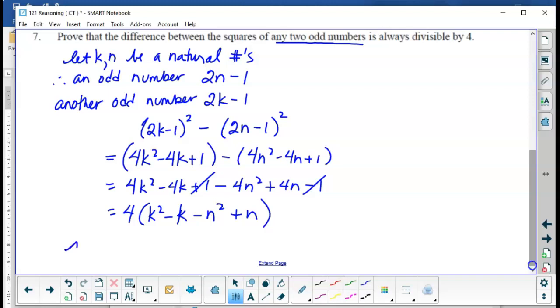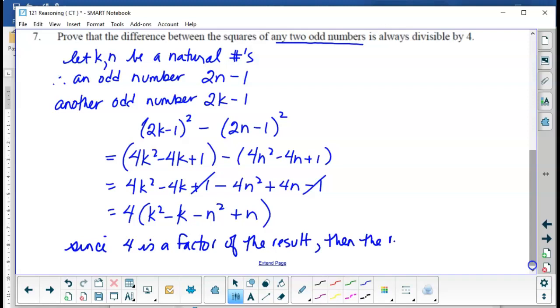Okay? So you need a statement at the end: since 4 is a factor of the result, then the result is divisible by 4. Notice the different wordings. Divisible by 4 also means it has a factor of 4, but I had to state both things to get from here to the final statement. And that's it.